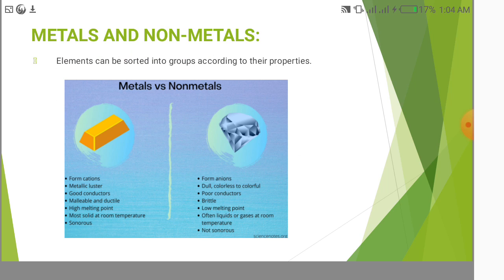Metals are malleable and ductile, while non-metals are brittle. Metals have a high melting point, which means that they require a large temperature to melt, while non-metals have a low melting point. Metals are mostly solid at room temperature, while non-metals are often liquid or gases at room temperature. Metals are sonorous and non-metals are non-sonorous.